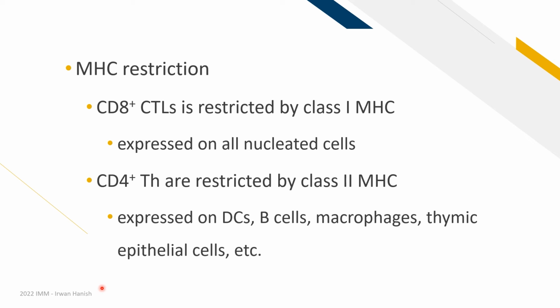You can find class 1 MHC on almost every cell, actually, except erythrocytes or red blood cells. Class 2, you can find them on fewer cell types, such as dendritic cells, B cells, macrophages, and thymic epithelial cells. There's actually class 3 MHC as well. Maybe it'll come up in the future.